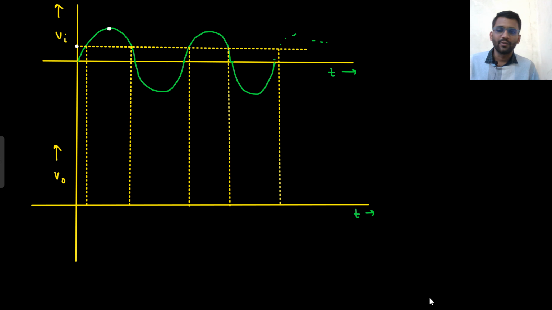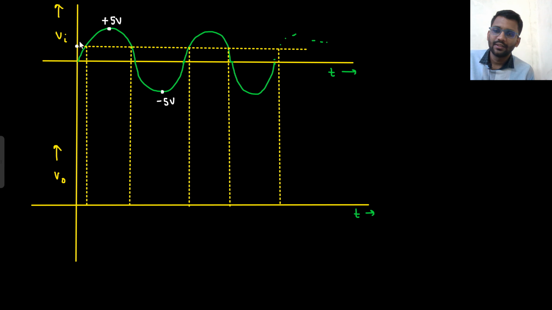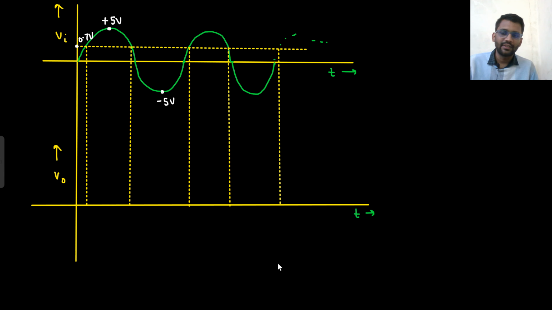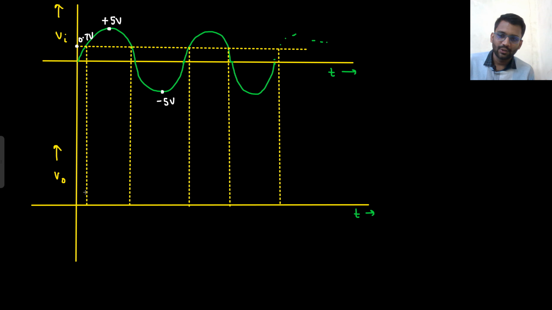Before moving on to the next circuit, you have to draw it for a sinusoid. So let's assume this point is plus 5 and this point is minus 5. What is our transition point? Transition point is 0.7 volt. Everything below 0.7, when V in is less than 0.7, your V naught is 0 volt. So all these points will go to 0.